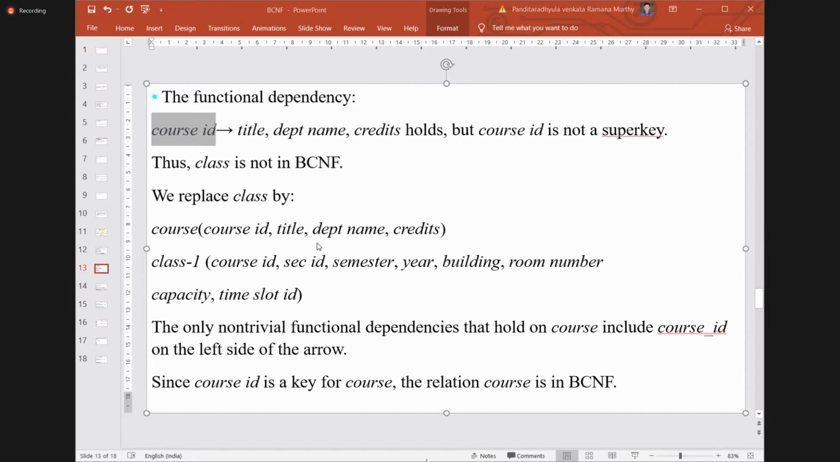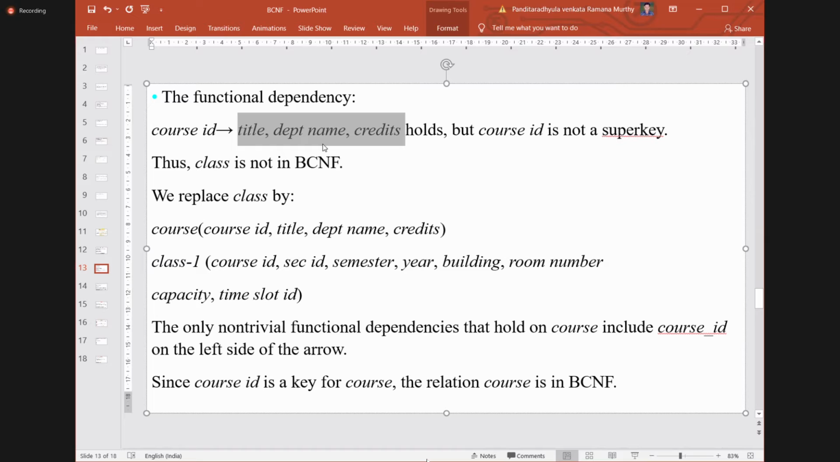What are the BCNF rules? Either the functional dependency must be trivial. What is the meaning of trivial functional dependency? If the columns on the right side are also present on the left side, it is a trivial functional dependency. But in this functional dependency, the left side is different and the right side is different, so it is a non-trivial functional dependency.